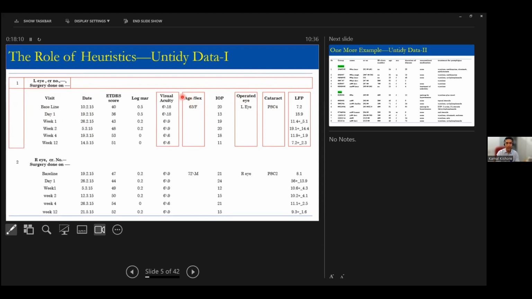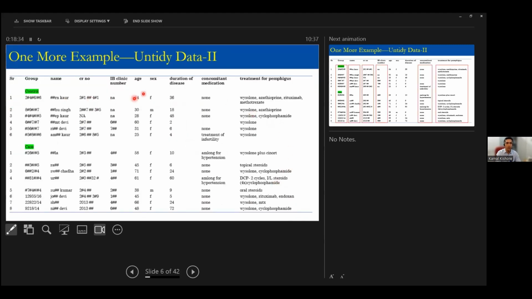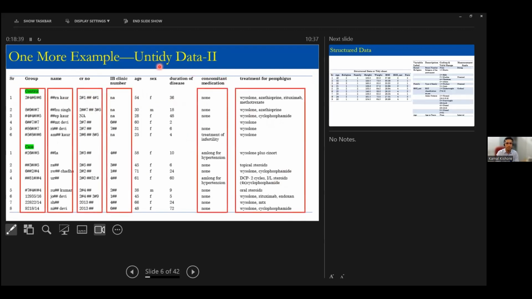Another thing we need to understand. Similarly, if you look at this case, it may be good for me to read age and sex separated by a slash, but the computer cannot read it. So now I have to separate it. Age has to be separate, and sex has to be separate. Those are the two things. Similarly, if you look at this case also, it's not ideal for my data analysis. You can look at one more example of untidy data, also known as unclean data.